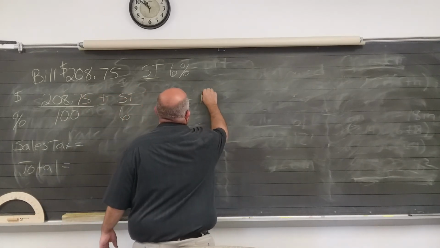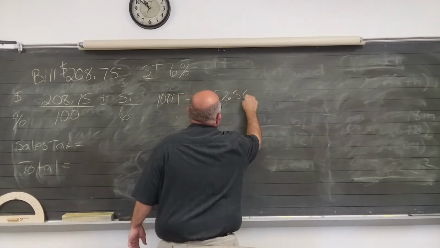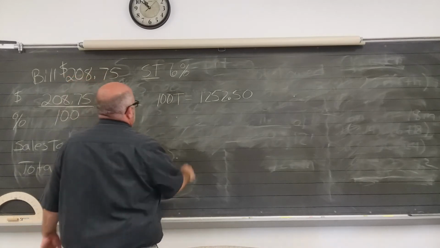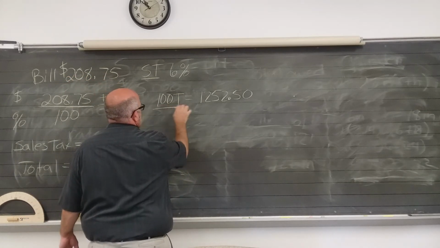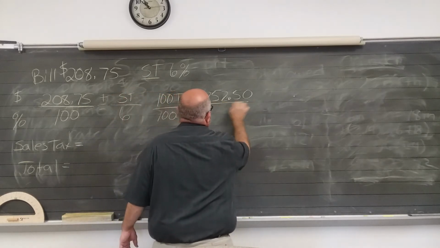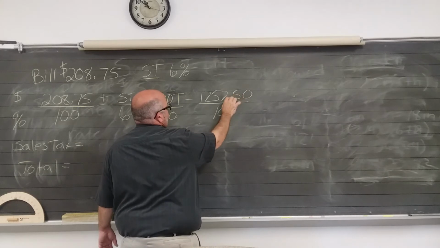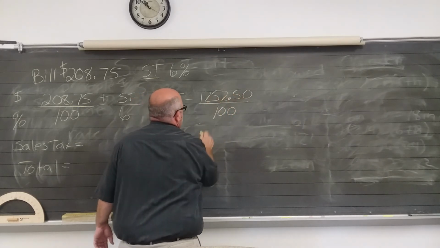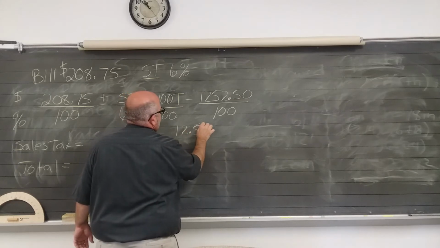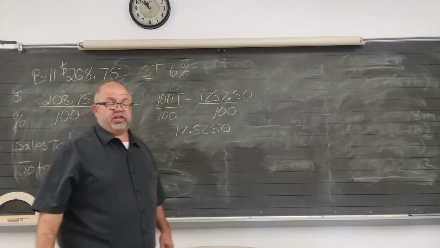So 1252.50 should be it, right? If we divide this by 100, it simply moves the decimal point over 2 places, right? So now we have 12.5250. What do we do with this number?